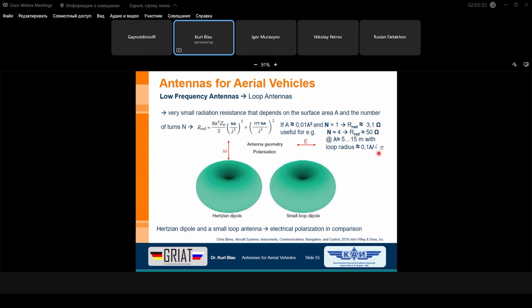Okay, what does it mean? Let's discuss this example. If we have a wavelength, let's say 10 meters, that means this is 1 meter, because a 10 meter wavelength, it's 1 meter here, divided by the square root of p. That means that the loop radius is about half a meter, or 30 centimeters.